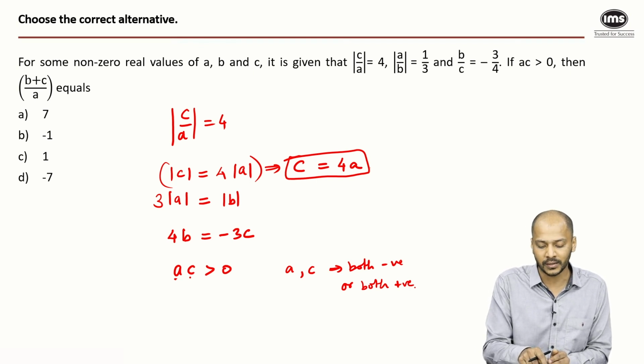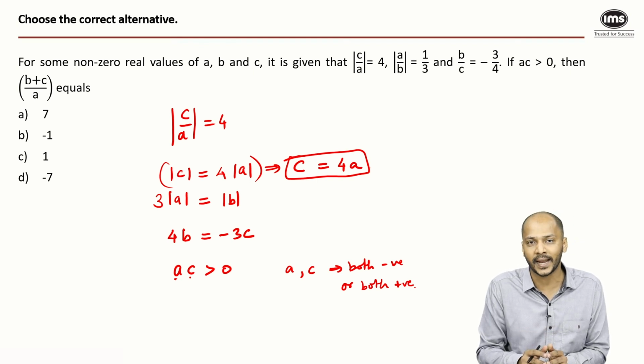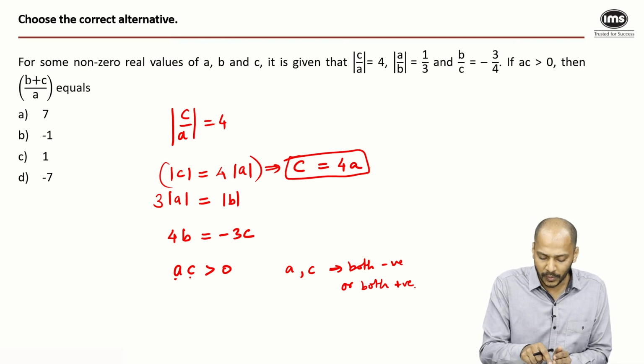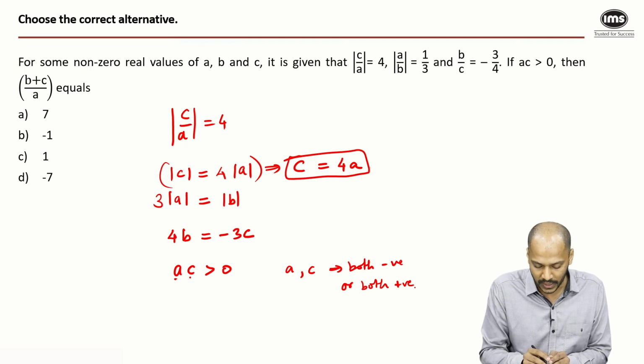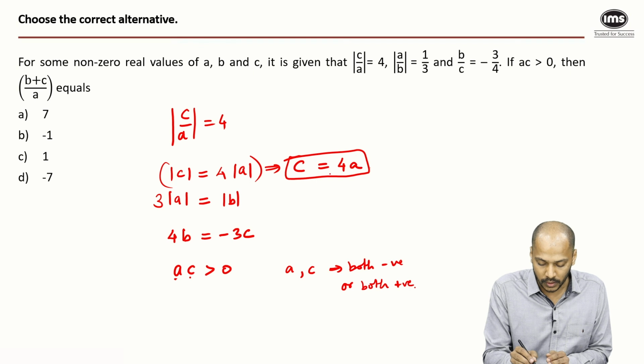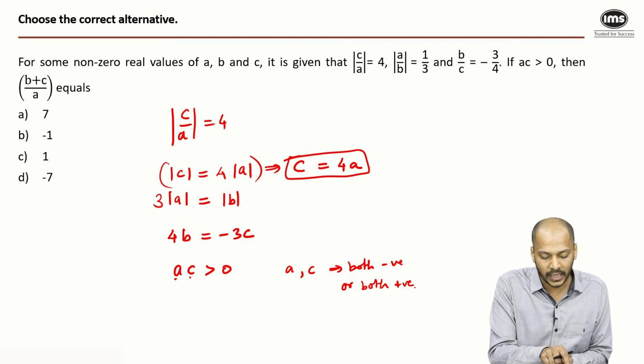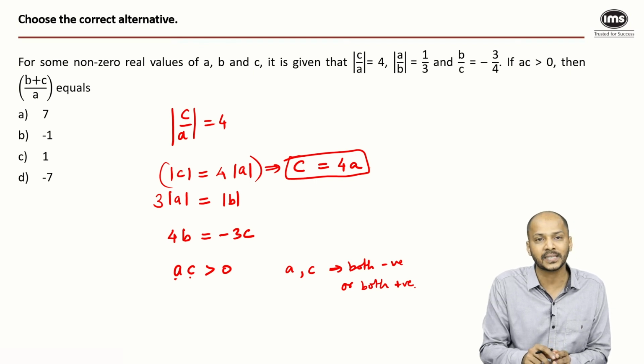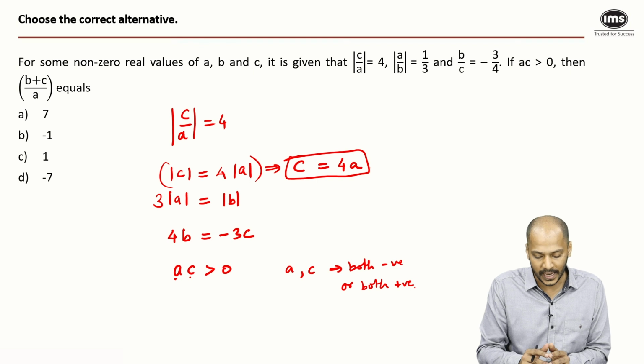Okay, so if in the first 30-40 seconds I'm able to process the information this way, I should definitely go ahead and solve. So if I'm able to write all the variables in terms of a single one, c is equal to 4a, and the denominator also is a. So I'll try to write b and c both in terms of a.